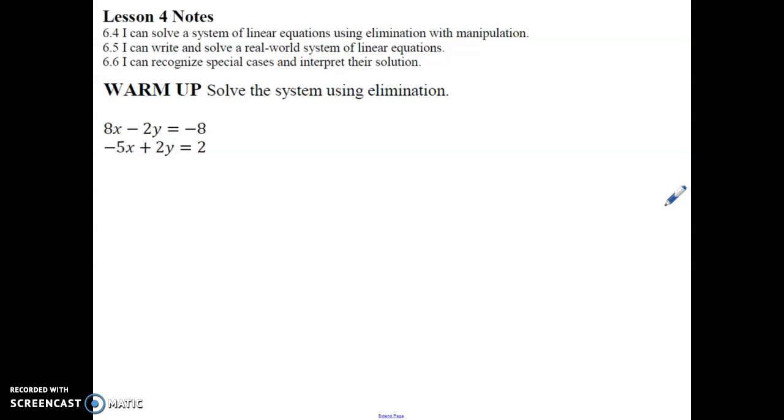Before we continue, there is a warm-up on the screen, also in your packet. It is solving the system using elimination. So go ahead and hit pause and do that problem. Then when you are ready, start the video back up so you can check your answers.